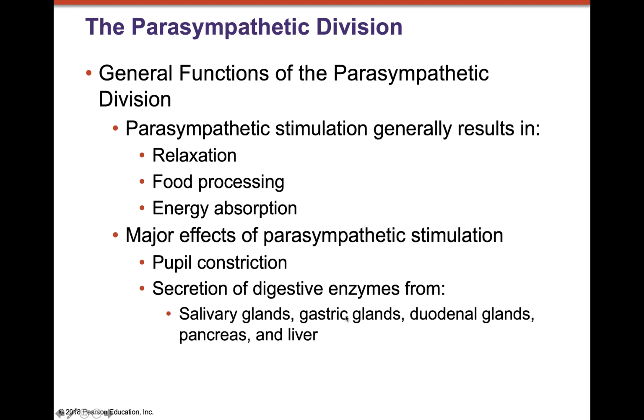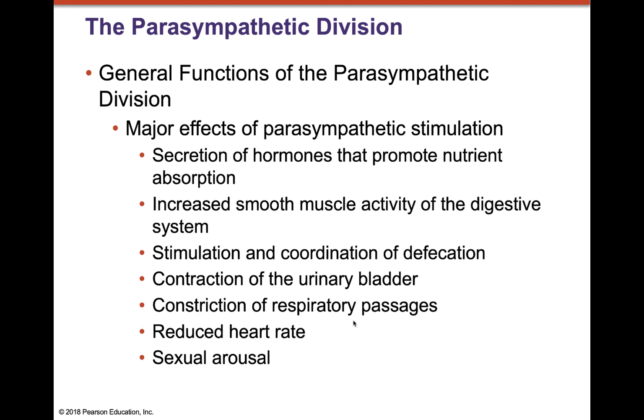Then we have the gastric glands. So when you're resting, you're digesting food, gastric glands are going to be active. Then you have the digestive organs. These are going to be active because you rest and digest. So you're resting, and these glands are producing the enzymes and the mucus for digestion. And then I listed a few more functions. So secretion of hormones that promote nutrient absorption. So when you're digesting food, increase smooth muscle activity of the digestive system. So the food is moving along. That's part of the digestion.